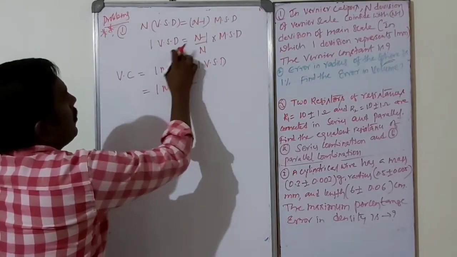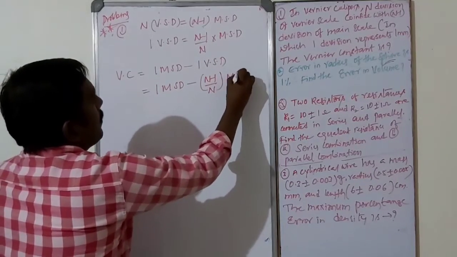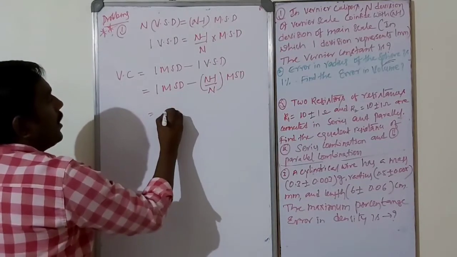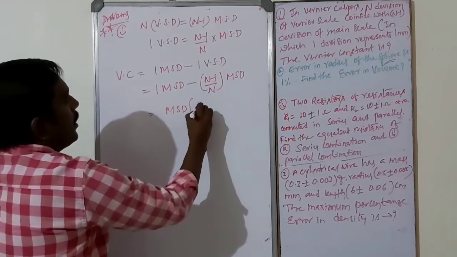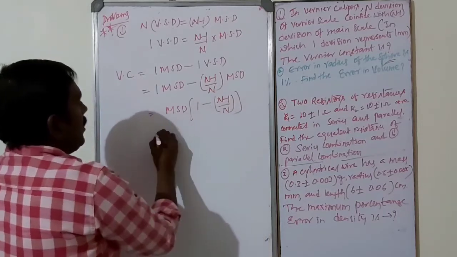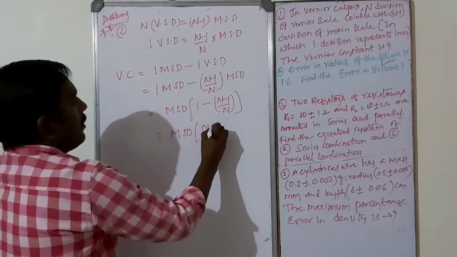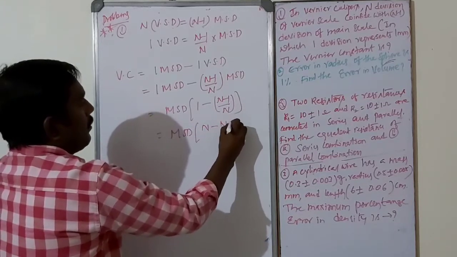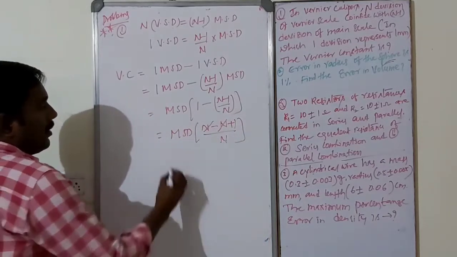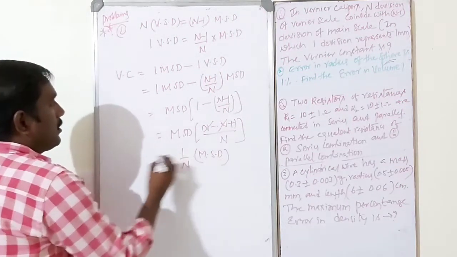So 1 main scale division minus 1 vernier scale division, what? (n minus 1) by n into MSD. So MSD, main scale division, will be common. Bracket begin 1 minus (n minus 1) by n, then MSD. LCM: (n minus n plus 1) by n. Minus n plus n cancel. Then 1 by n main scale divisions.